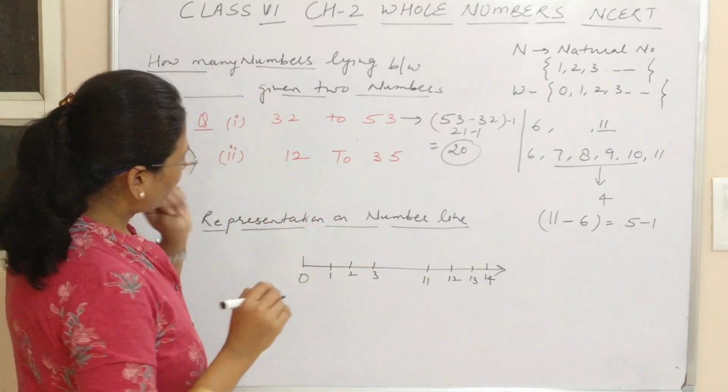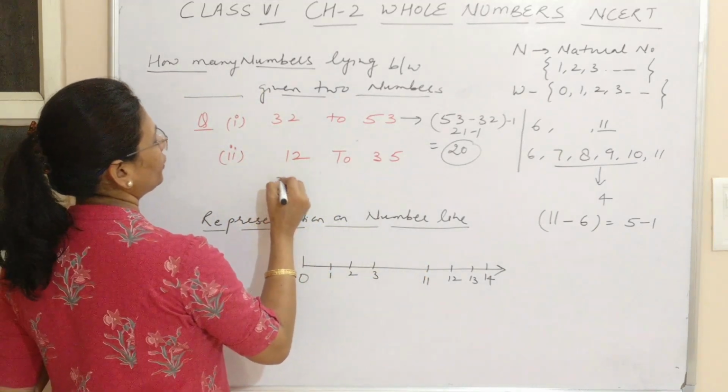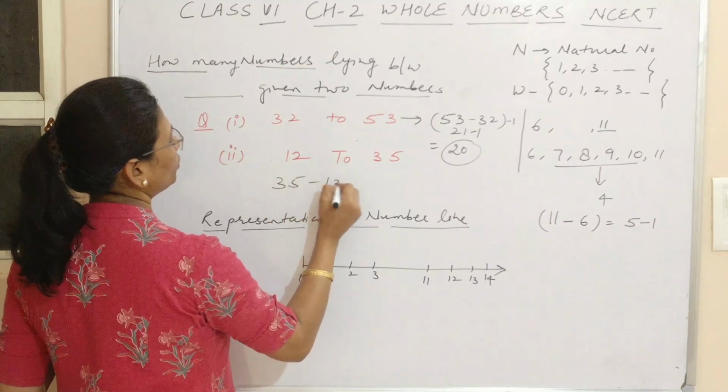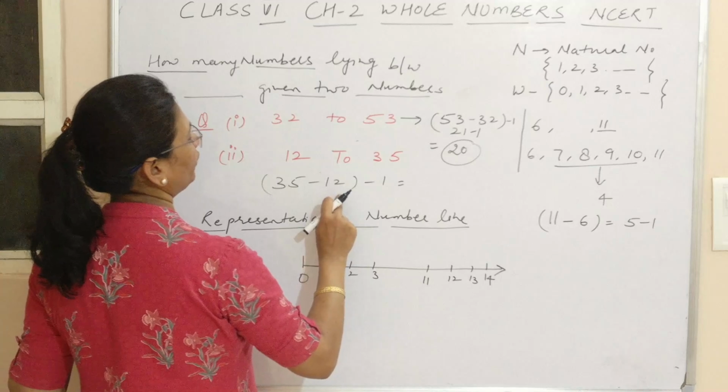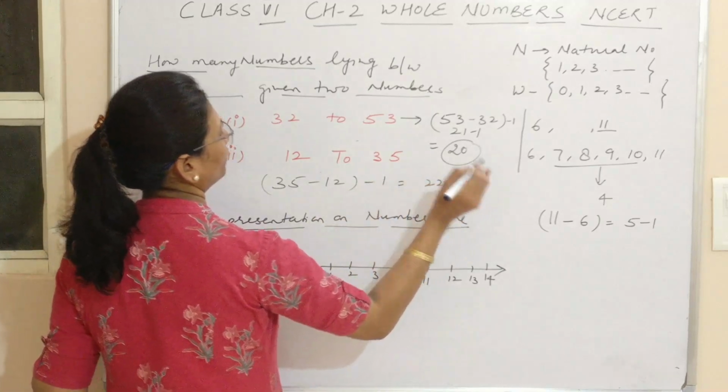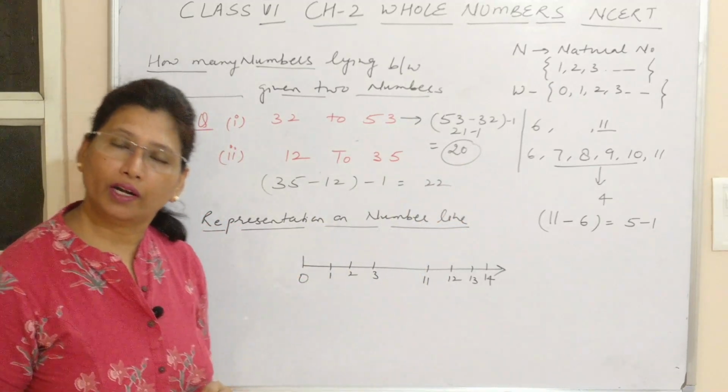We'll take another example, 12 to 35. So how many numbers lie between these two numbers? This minus 1. So what is the difference? 23 minus 1 is 22. And if you are not sure, you can write them physically.